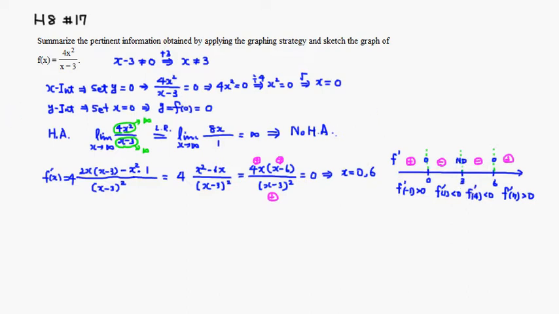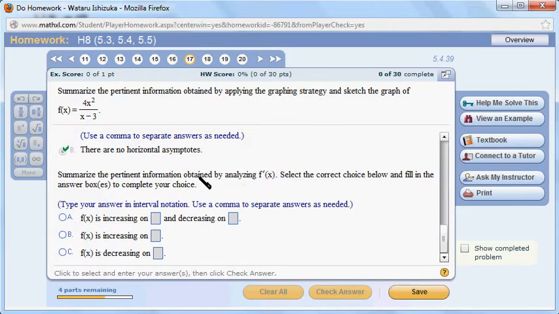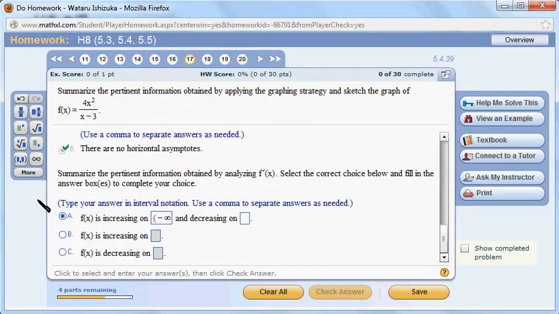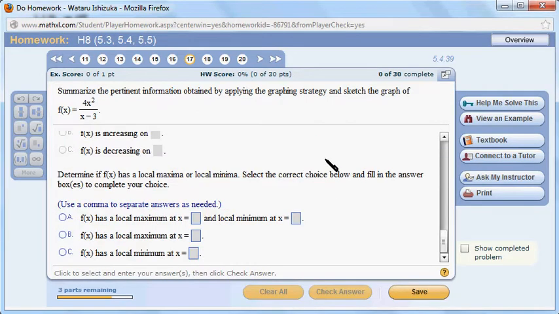So let's type it in. It's increasing on negative infinity to 0, and also 6 to positive infinity, and decreasing on 0 to 3, and also 3 to 6. All right, let's check the answer. All right, we got that.